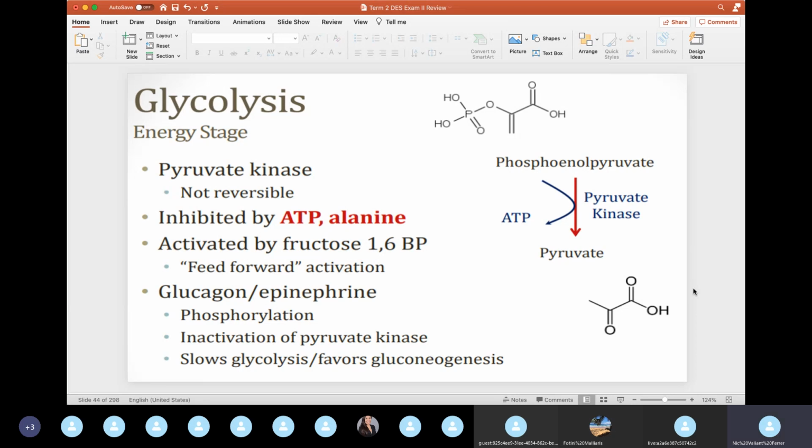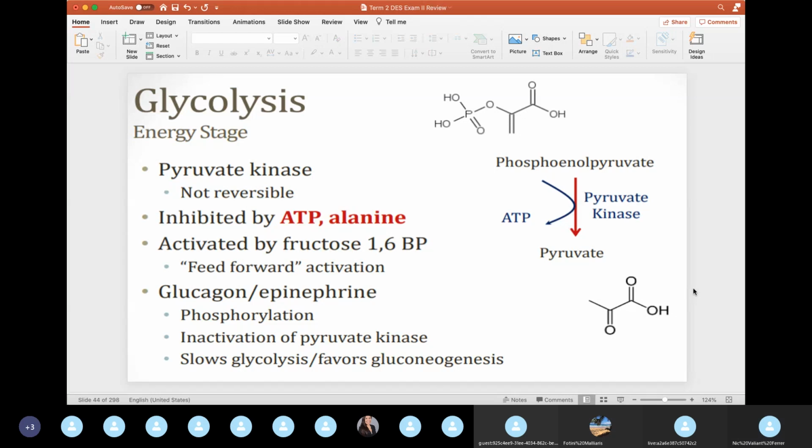And we talked about the enzymes. Don't forget, phosphofructokinase 1, this is the rate-limiting step, inhibited by ATP and citrate. It is stimulated by AMP and fructose 2,6-bisphosphate. Fructose 2,6-bisphosphate is synthesized by your phosphofructokinase 2.